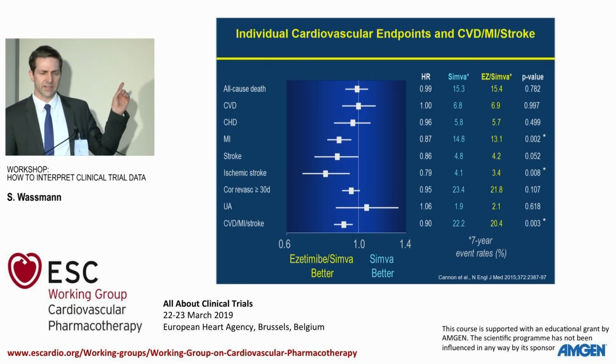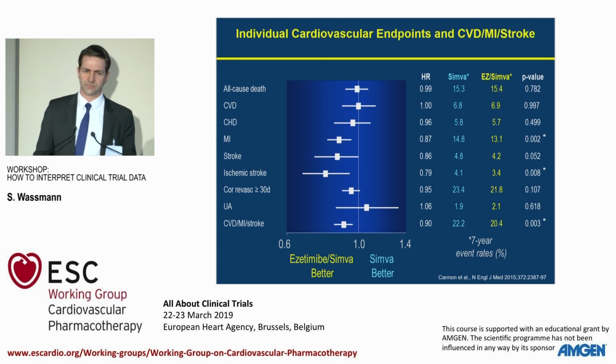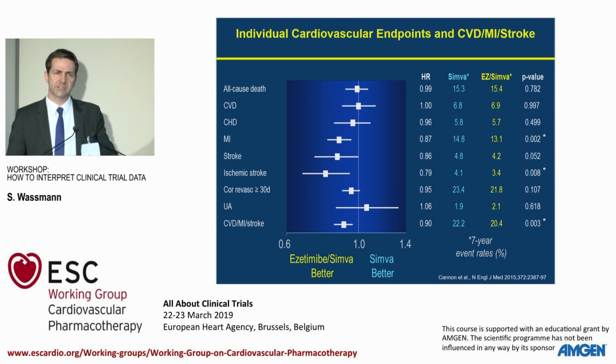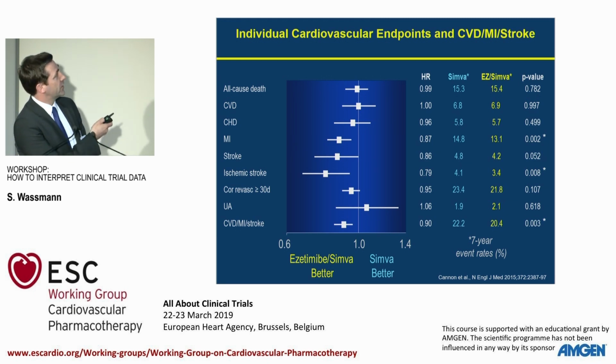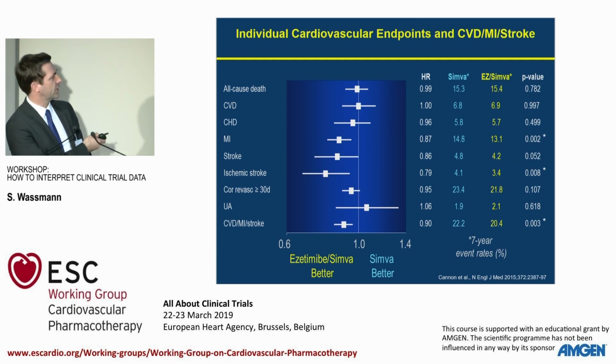Okay, so these are the different components of the endpoints of this trial. You see no difference in all-cause mortality. You have no difference in cardiovascular mortality. There's a lower MI rate, a lower number of ischemic strokes, and this is the classical MACE endpoint. There's also a significant difference.